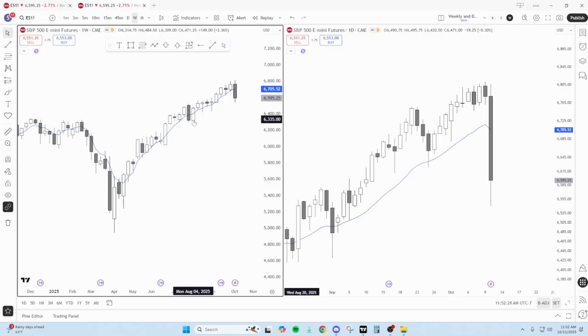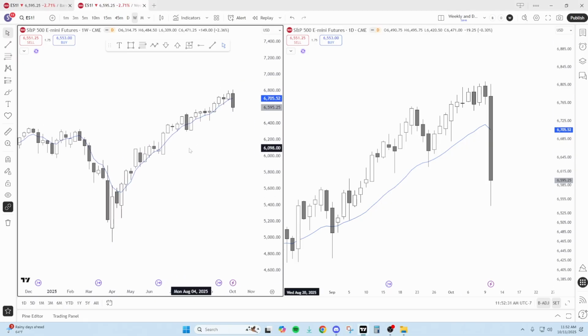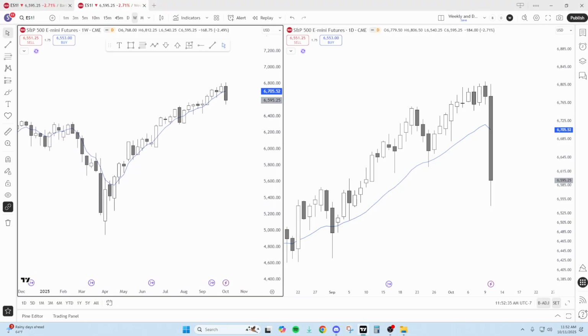Just from the most recent price action. If I can draw. Great, the pen tool is not working. Give me 1 second here.